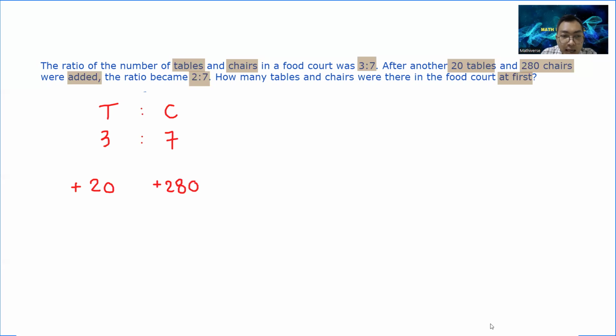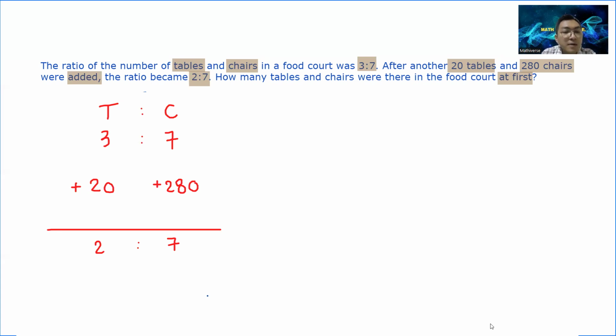Okay, if we add like this, the ratio became what? Table 2, and then chair is 7. So that's it. By using these, we have to find the solution. Okay, so what should we do? In this problem, the main point is we have to change the total to be the same. So look at that. Total is 2 and 7. Why do we need to change to be the same total? Because we need an equation. Without an equation, we cannot solve this. So what equation, you will see later.